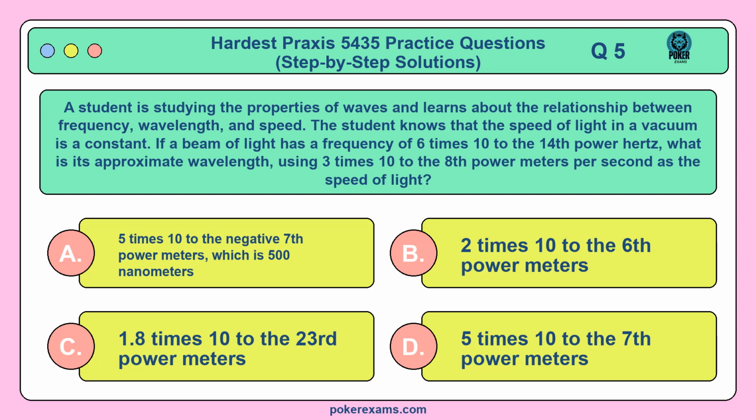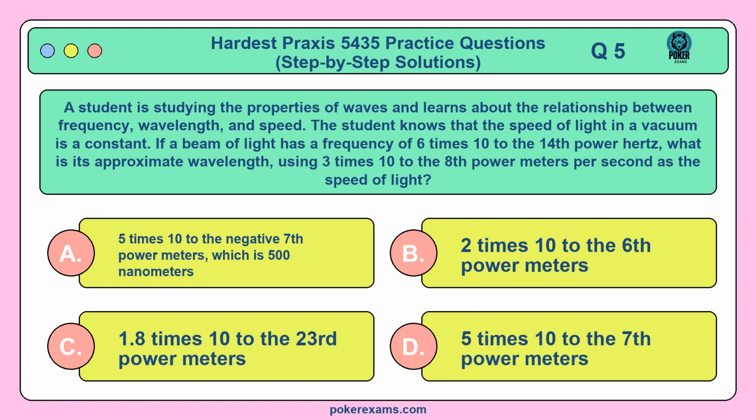Question 5. A student is studying the properties of waves and learns about the relationship between frequency, wavelength, and speed. The student knows that the speed of light in a vacuum is a constant. If a beam of light has a frequency of 6 times 10 to the 14th power hertz, what is its approximate wavelength, using 3 times 10 to the 8th power meters per second as the speed of light?